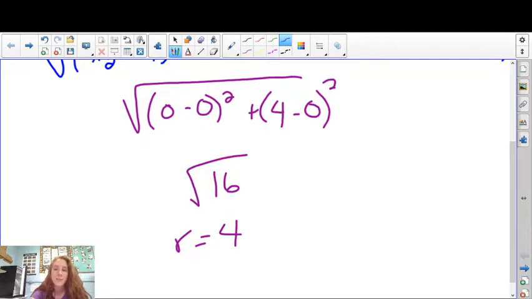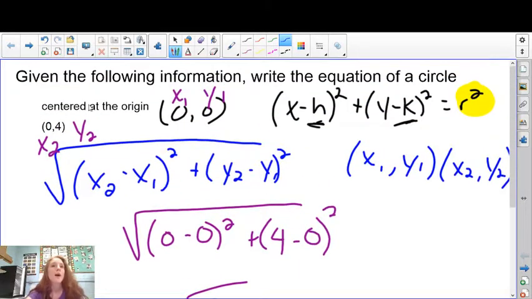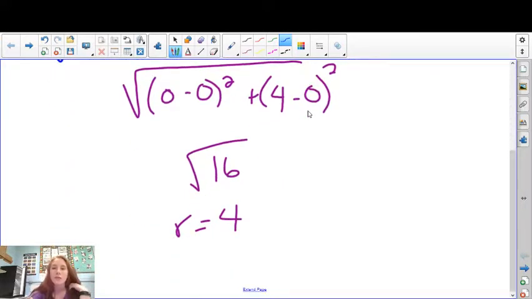So to create my equation, here's my mouse, I go back and I see I'm centered at the origin, which is the point 0, 0. And if I plug in 0 here, remember we discussed this in our last video, anything plus or minus 0 is just itself, so it disappears. So it's x squared plus y squared is equal to 16.